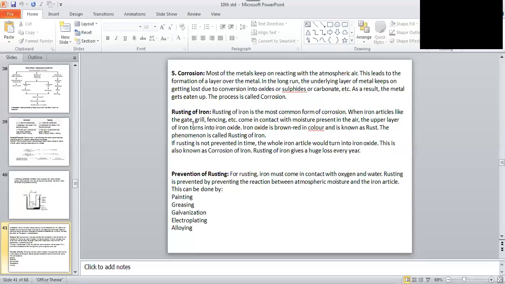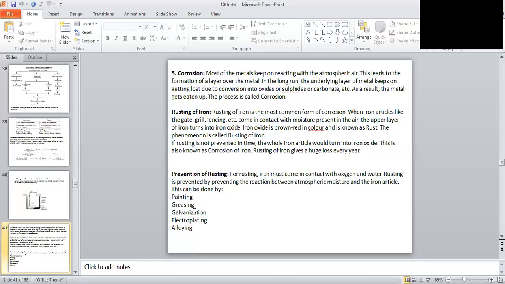When iron articles like gate, grill, fencing are in contact with moisture and air, then the upper layer of iron turns into iron oxide. It is reddish brown in color. It is called rust. And this phenomenon is called rusting of iron. This rusting can be prevented. We had studied different ways of prevention of rusting. This prevention can be done by painting, then by greasing, by galvanization.